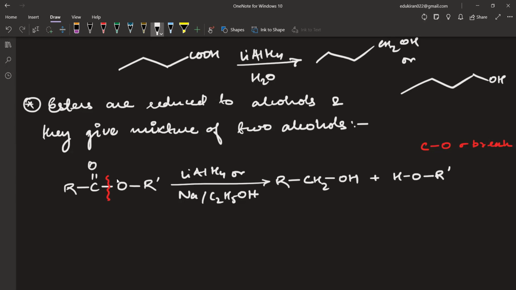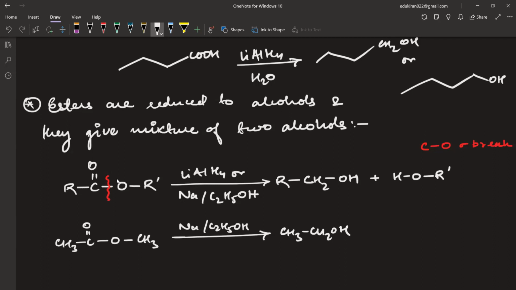Is that clear? Please tell me how to form the product. If you have CH3, C double bond O, O, and you have CH3, and we are using, let us say, sodium in the presence of C2H5OH, ethanol, I will be getting here CH3, CH2OH. This is coming from this part.